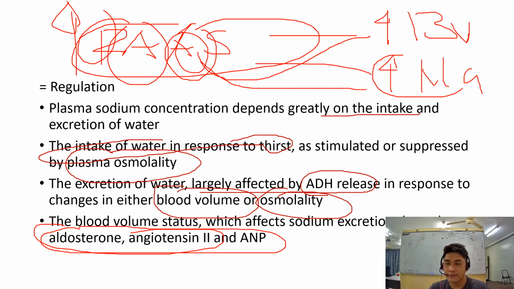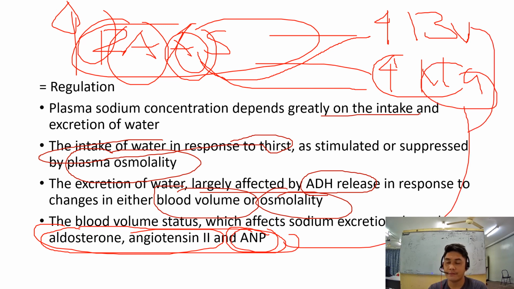Angiotensin 2 promotes vasoconstriction, and it is needed in the stimulation of the adrenal cortex to produce aldosterone. Now for ANP, this is the opposite of RAAS. ANP decreases sodium concentration and decreases blood volume. So that's for the third slide of our discussion.